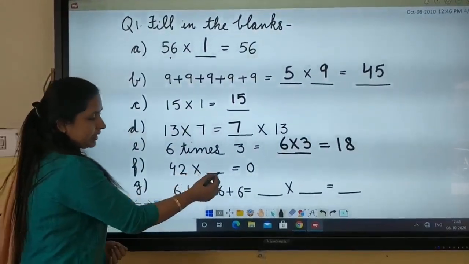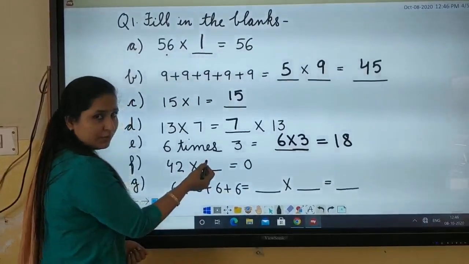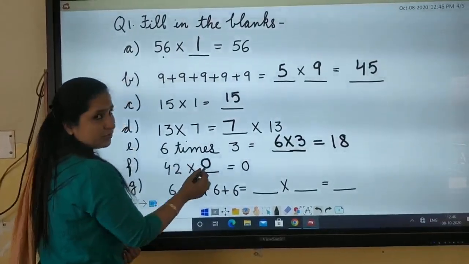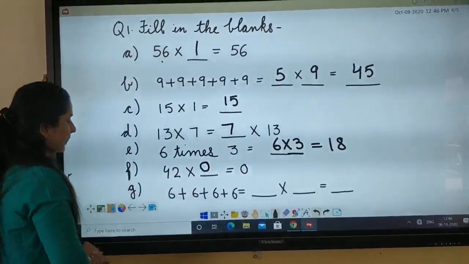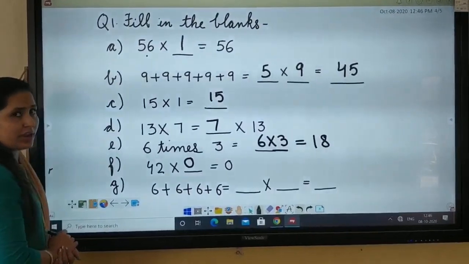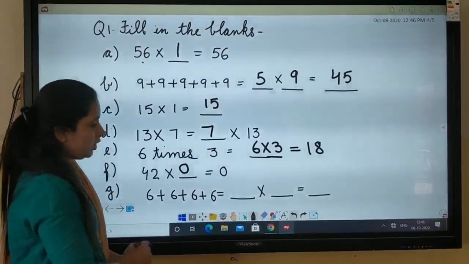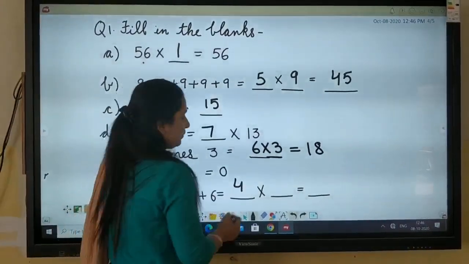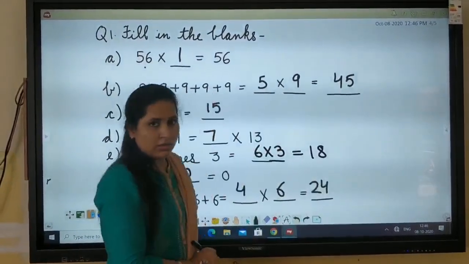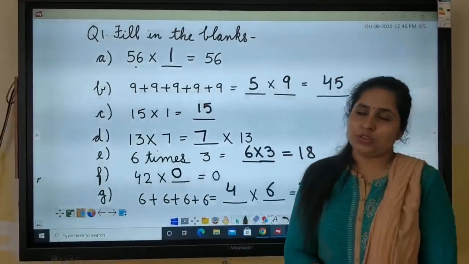Now see what is the next one. 42 multiplied by dash gives you 0. The answer is 0. It means by which number do we have to multiply? Yes, the number 0, because when we multiply any number with 0, the answer is 0 only. Now the last one, 6 plus 6, written 4 times with the sign of addition. We are adding the number 6, 4 times. We will write here 4 multiplied by 6, and 4 sixes are 24. Yes? So I hope you all have understood all these questions and all the properties based on this.